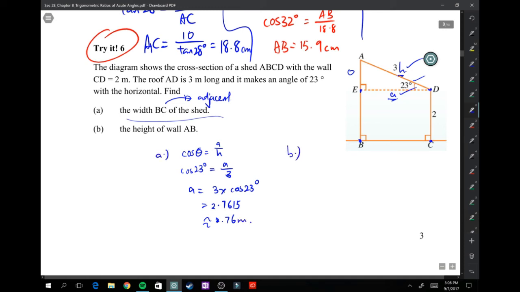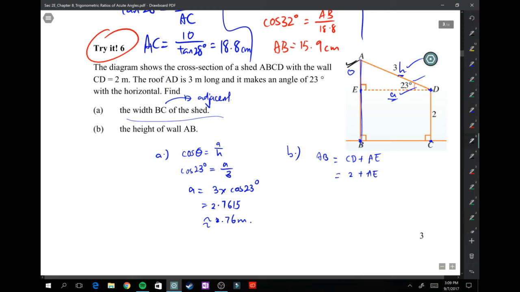Part B, they want to find the wall AB. So this is AB, right? You already have CD, so AB is nothing but CD, which is 2, plus AE. So in this case you want to find AE. I'm going to use the black pen. AE is the opposite.